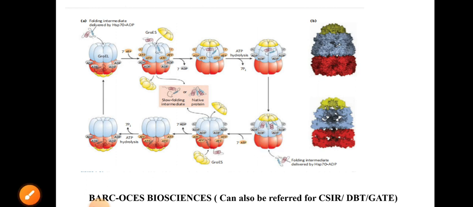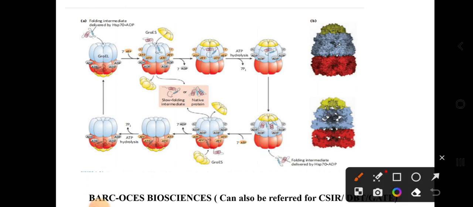What can happen is, you have just seen that there is HSP70 ADP. So HSP70 ADP plus unfolded protein. This protein folding intermediate can also be delivered by HSP70 ADP to your GroEL system. Look at the down part, it will again do the same function, but it is helping the chaperone, therefore it is called chaperonin.